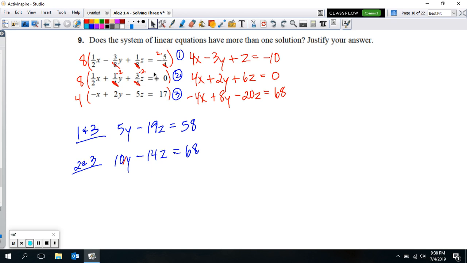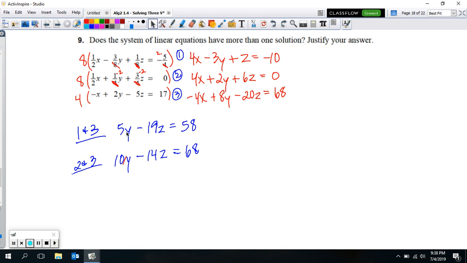And don't forget what we're trying to figure out here. Does the system have more than one solution? So basically the only way it will have more than one solution is if it's an infinitely many solutions answer. It does want us to justify our answer. So really justifying the answer should probably be solving the entire thing and getting to the point where we can show that it either has infinitely many solutions, or it has no solution, or it has one ordered triple solution.